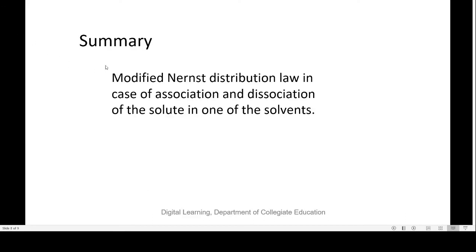So in this session we have seen the modified Nernst distribution law in case of association and dissociation of the solute in one of the solvents.